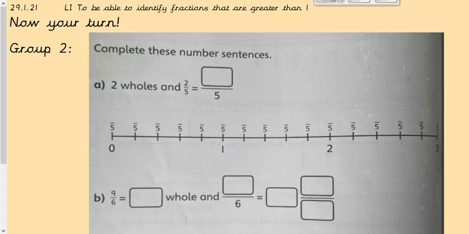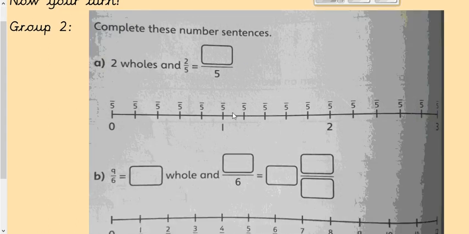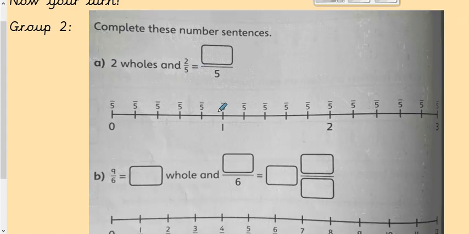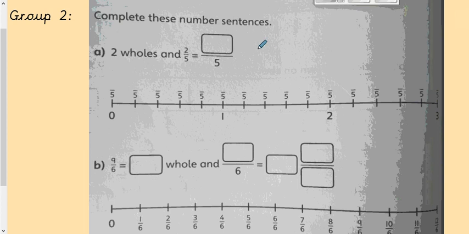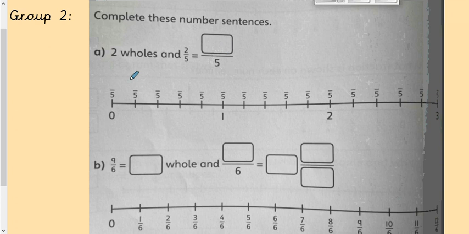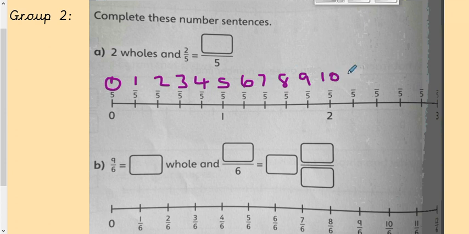So this is group 2. Complete these number sentences. So we have 2 wholes and 2 fifths, which would just be, let's use a number line actually to help, then I can show it to you. So this would be 0 fifths because it's on 0. Then we have 1, 2, 3, 4, 5. Hopefully that one didn't throw you as 1 because I was about to put 1, you can see, but it's actually 0. 6, 7, 8, 9, 10, 11, 12, 13, 14, 15. So 2 wholes and 2 fifths.